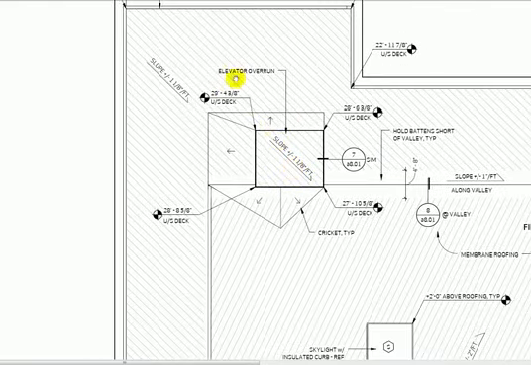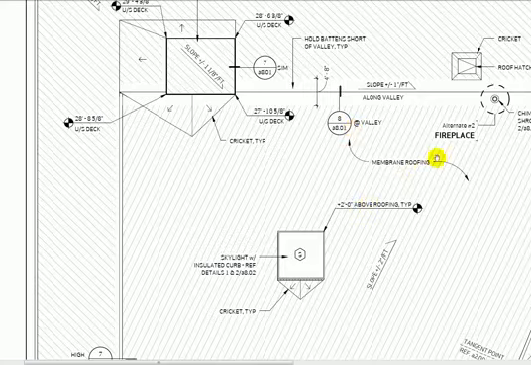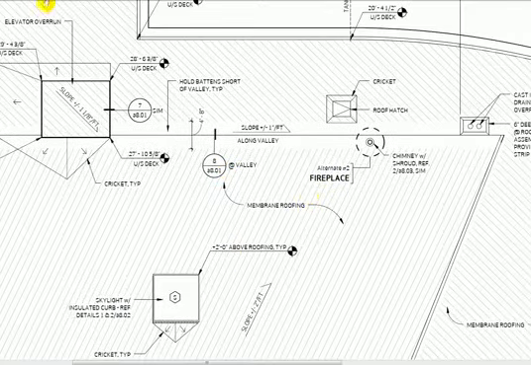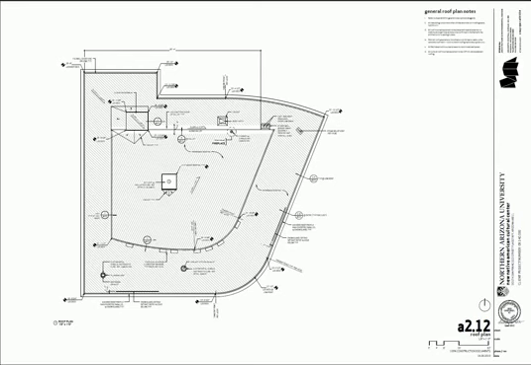So I see a valley. I see a lot of complicated slopes here. So that's going to help me understand the structure by understanding the architecture. Let's see what else we can see from the architectural drawings here.